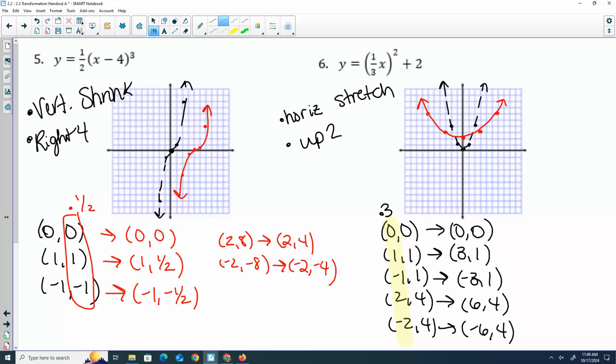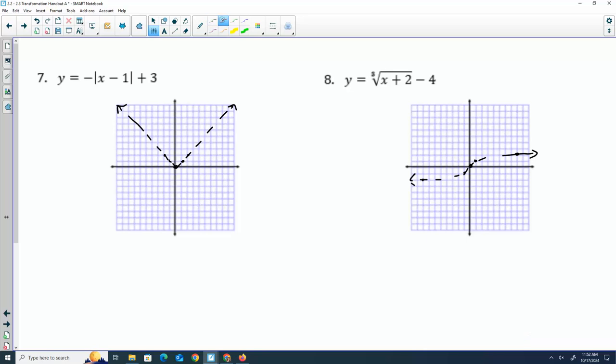I want you guys to try the last 2 on this page. So on 7, our parent function is the absolute value, so the v. What will the negative do? Flip or reflect over x-axis. -1 and +3.